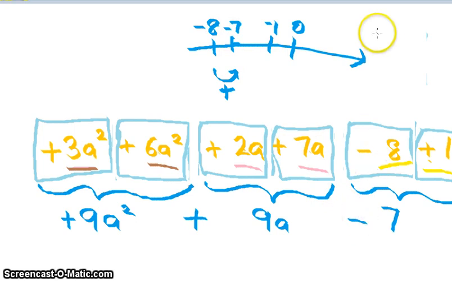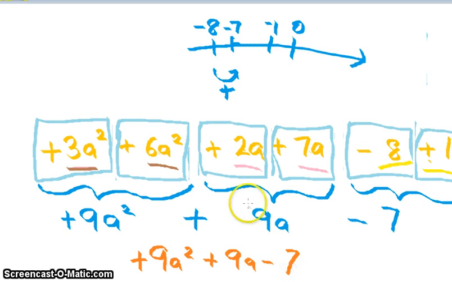So when we compact the algebraic expression together, ultimately our answer will be positive 9a squared plus 9a minus 7. But of course, as you can see, at the start of every algebraic expression there is no symbol. So, since by default there's no symbol and it's a positive sign, we can remove the positive sign. So this is your answer.